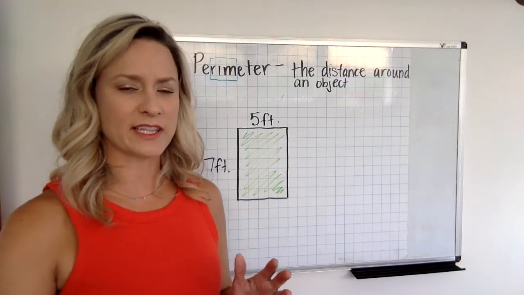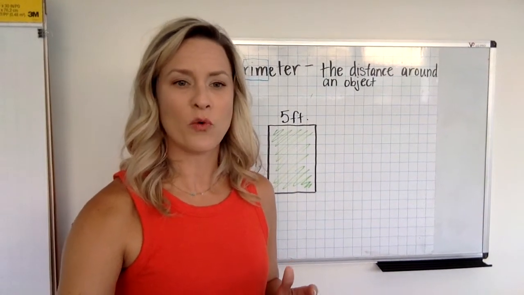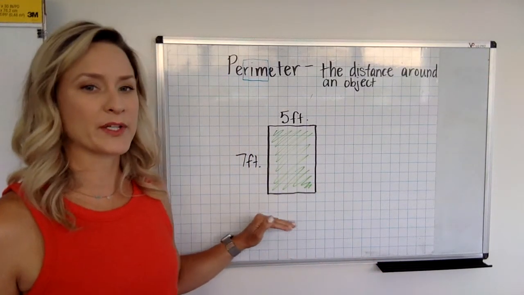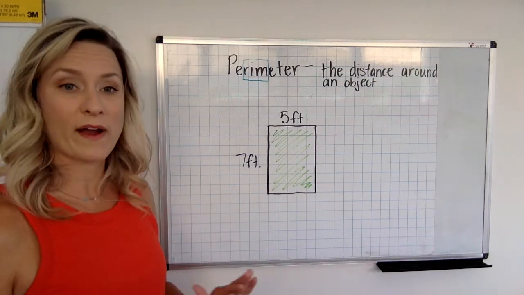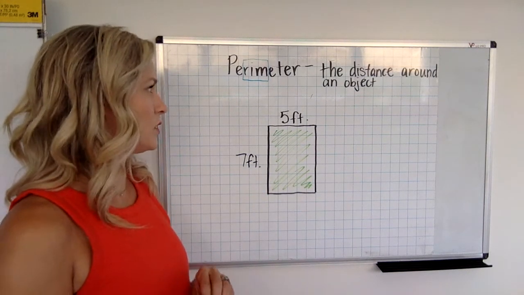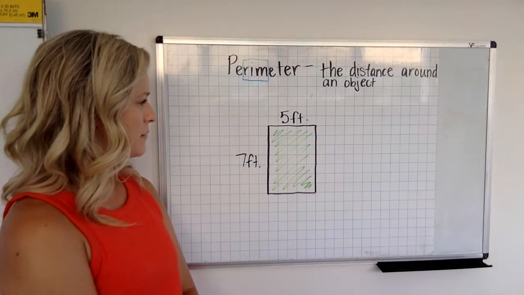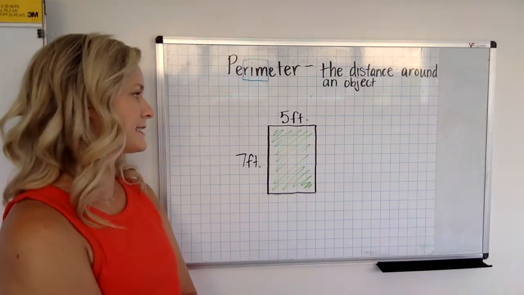Okay, so let's check this out, kids. We're going to think about a rule. So what could we always say to find the perimeter of a rectangular figure or a square even? Okay, so let's think about a rule. Let's see. Maybe you even want to think about how would you find the perimeter of this object?